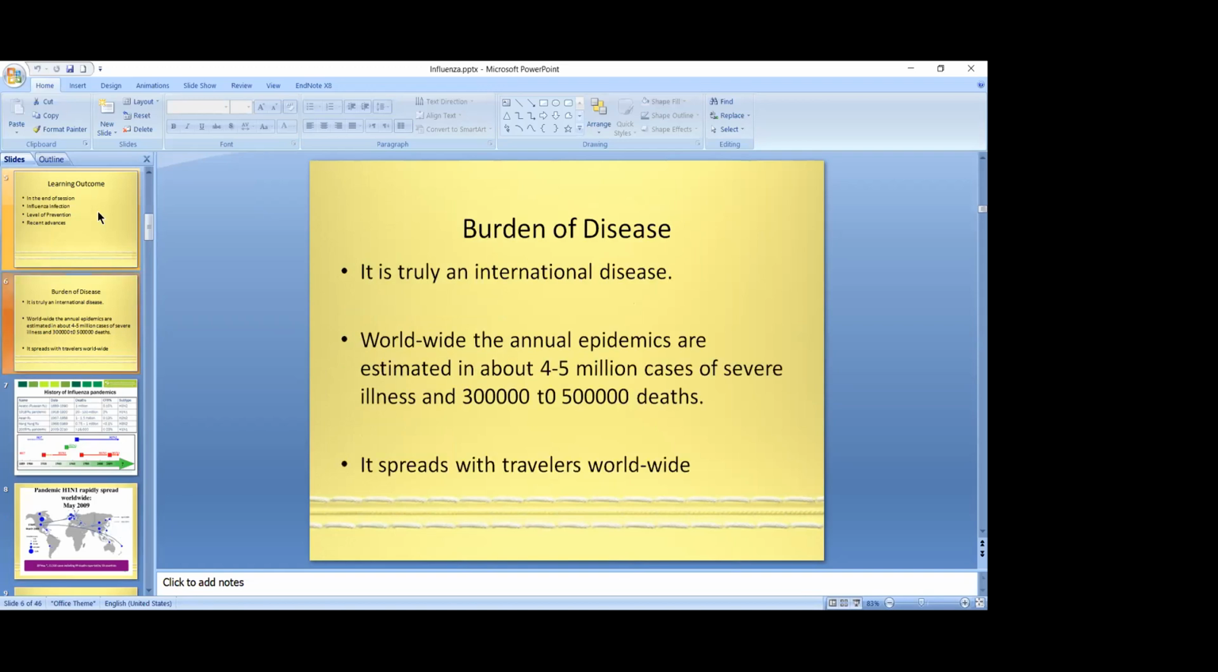Burden of disease. It is truly an international disease. Worldwide, the annual epidemics are estimated at about 4 to 5 million cases of severe illness and 3 lakh to 5 lakh deaths, which are reported annually. It spreads mostly with travelers worldwide.